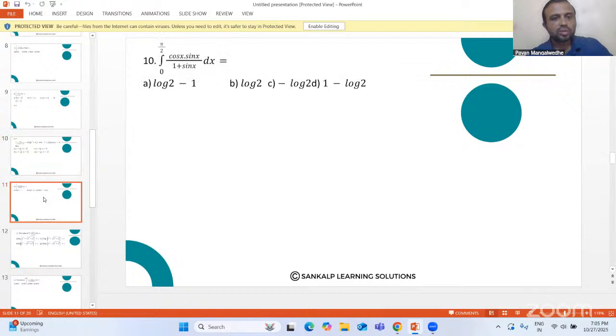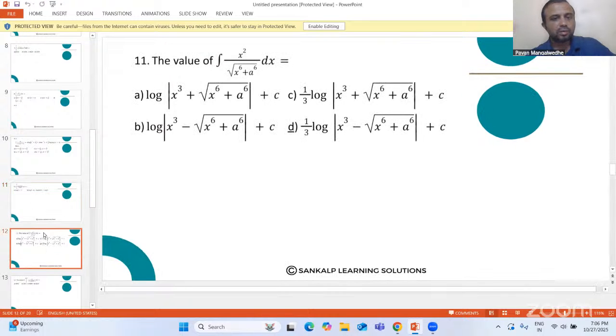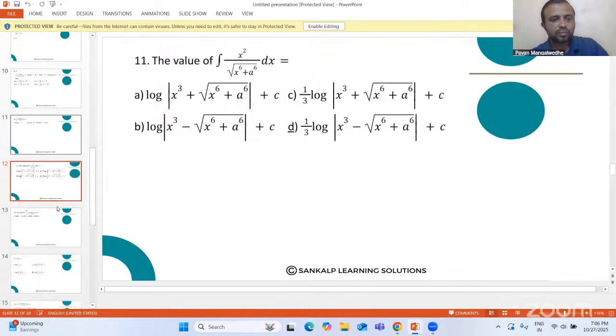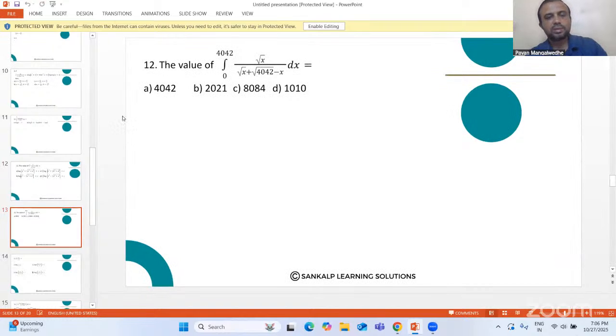It is question number 10, integral from 0 to pi by 2 of cos x sin x upon 1 plus sin x dx. What is the value of this? 11th question, the value of integral of x square upon root of x raised to 6 plus a raised to 6 dx. What is the value of this? And last, the integral from 0 to 4042 of root of x upon root of x plus root of (4042 minus x) dx is what?